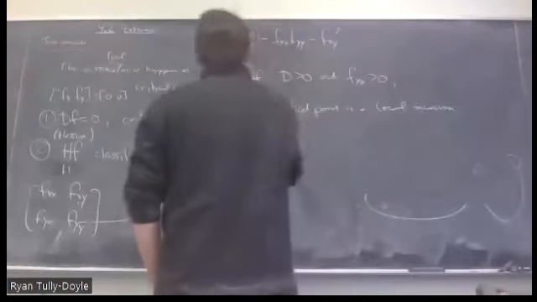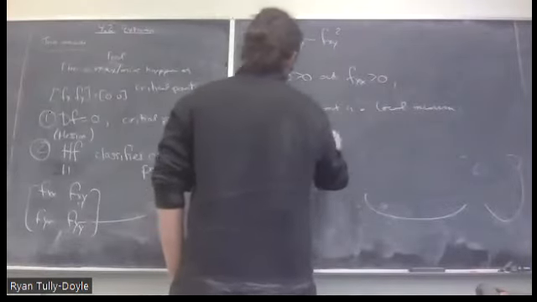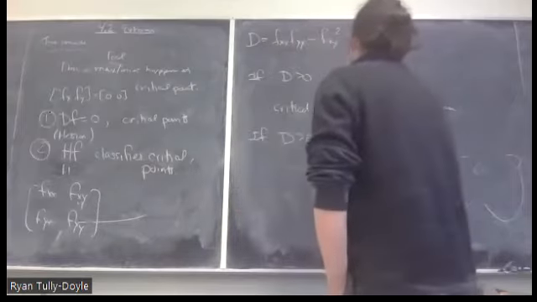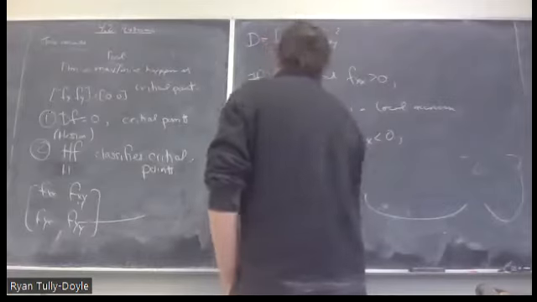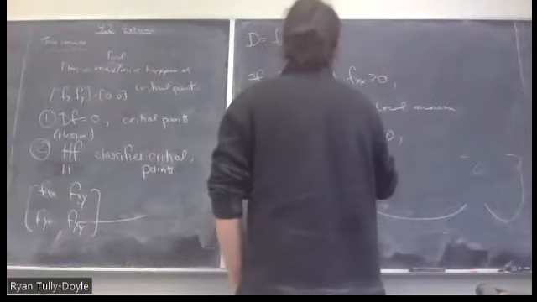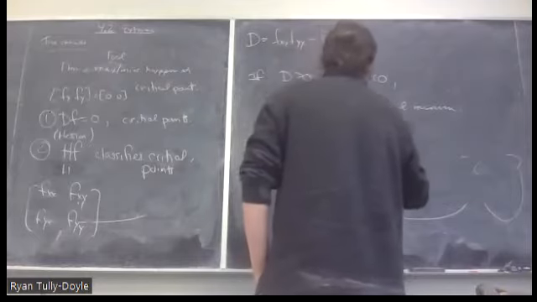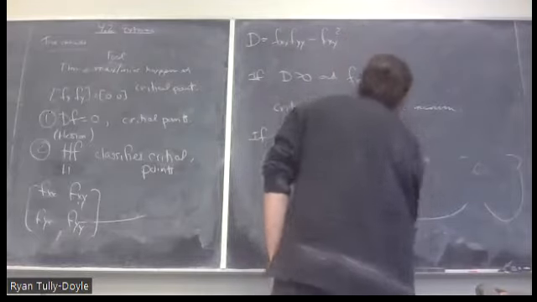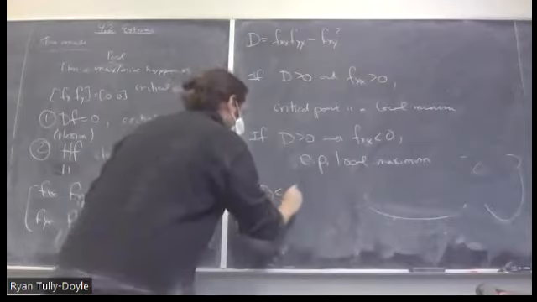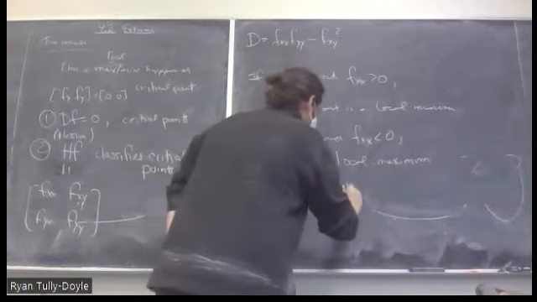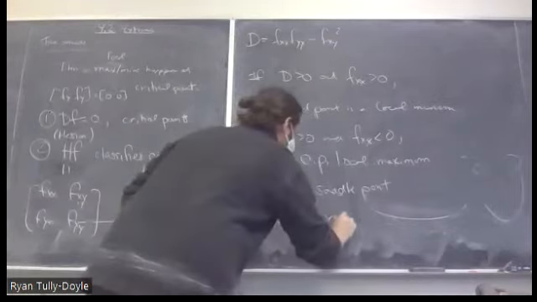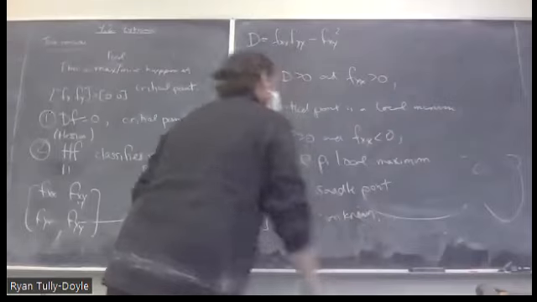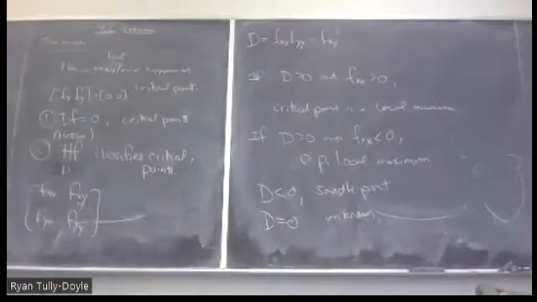And then you learn if D is positive and fxx is negative, then the critical point is a local maximum. And you also would have learned if D is negative, you're at a saddle point. And if D is equal to 0, then it's unknown. So this is usually the way this is taught to 241 students, is this weird pile of cases.